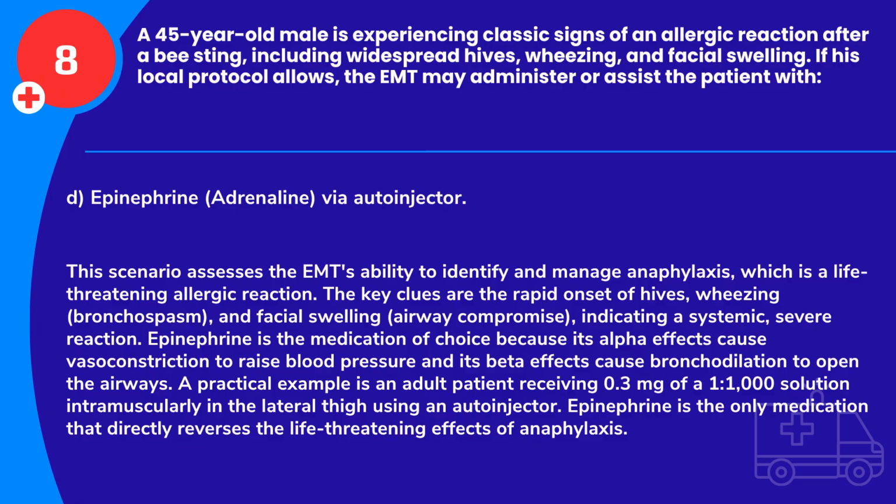A practical example is an adult patient receiving 0.3 mg of a 1:1000 solution intramuscularly in the lateral thigh using an autoinjector. Epinephrine is the only medication that directly reverses the life-threatening effects of anaphylaxis.